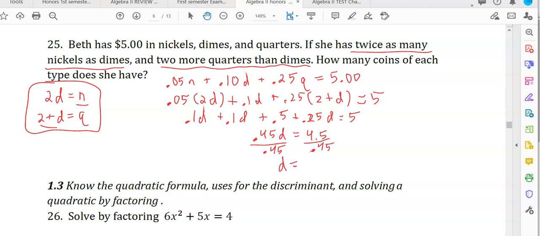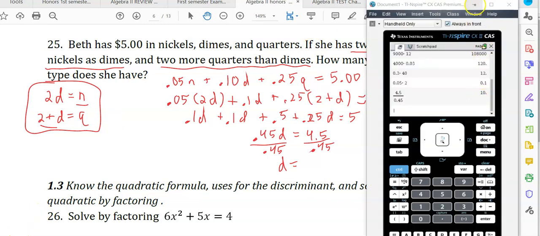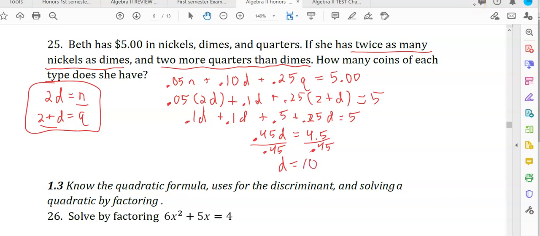So we get D equals, and you see in the calculator there, we get 10 for that. So number of dimes is 10. How many coins of each type?